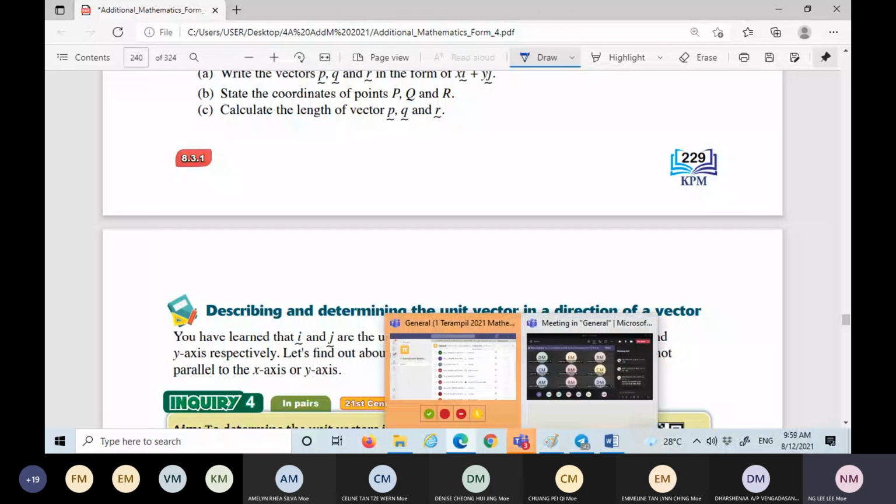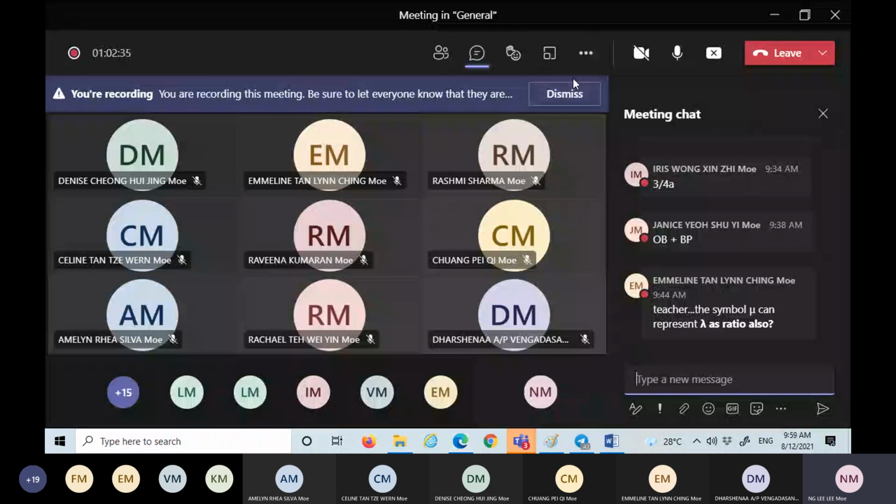Any question to ask? Hey, Emily said what? The symbol mu can represent lambda as ratio as well. What's the meaning?